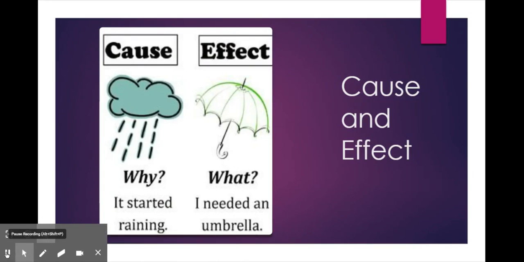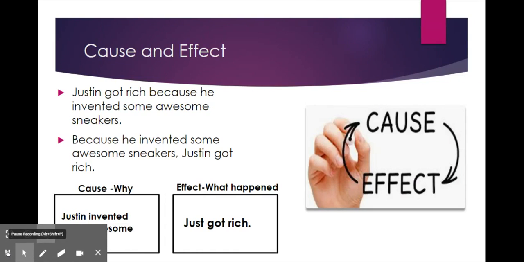The cause is why something happened, and the effect is what happened. Here's an example. It started raining, so I needed an umbrella. That's cause and effect. One important thing about cause and effect is that authors or the writers do not always put the cause first and the effect second. Sometimes they mix it up.